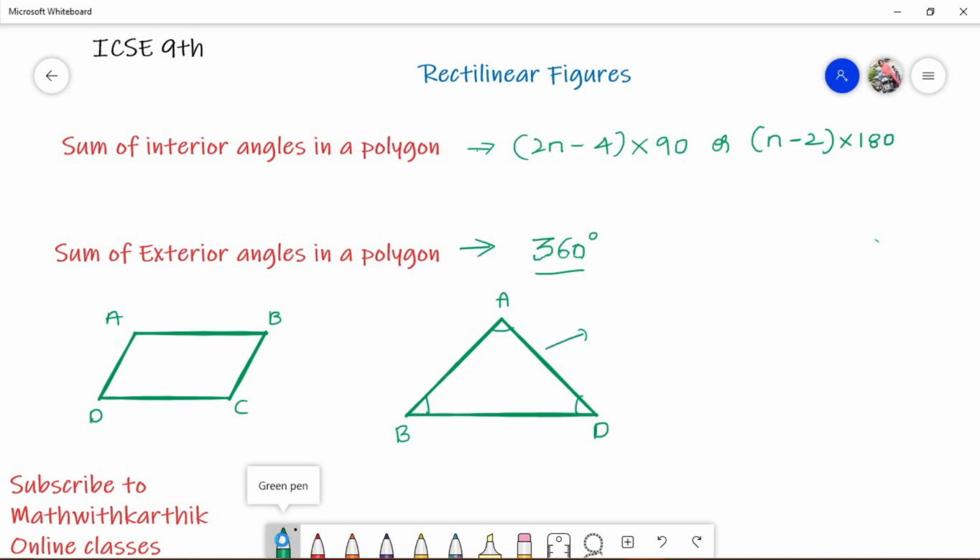So here in a triangle n is equal to 3 because it is a 3-sided figure. Now substitute n equal to 3 in this formula: (3 minus 2) times 180, that is 1 into 180, that is 180. Now we know that in a 4-sided figure or quadrilateral the sum of interior angles is always 360. We will prove this with the help of the formula. So (n minus 2) times 180, n is 4, (4 minus 2) times 180, that is 2 times 180, that is 360.